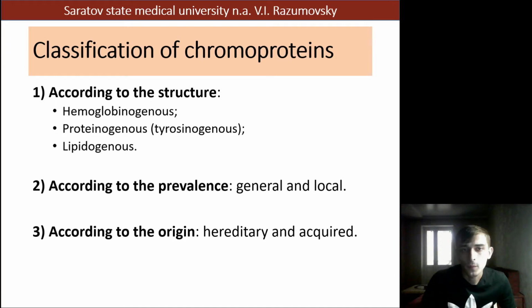Classification of chromoproteins. According to the structure, we have hemoglobinogenous pigments, proteinogenous or tyrosinogenous pigments, and lipidogenous ones. According to the prevalence, they may be general and local. According to the origin, hereditary and acquired.